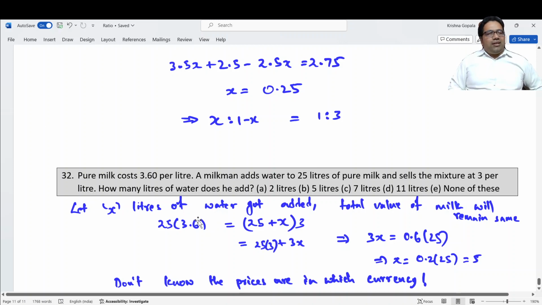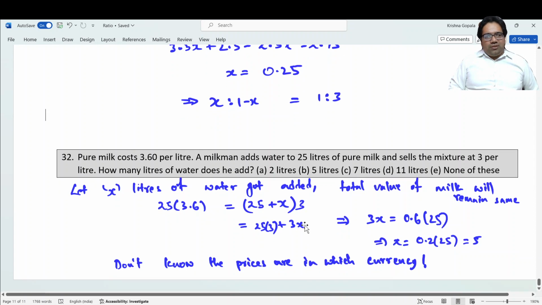Right. So the trick here is to understand that the value of the mixture will not change because water is free. The 25 liters of pure milk, that value should still remain the same, 25 into 3.6, whatever amount of water you add, then at this price, the amount of milk should remain the same, right?